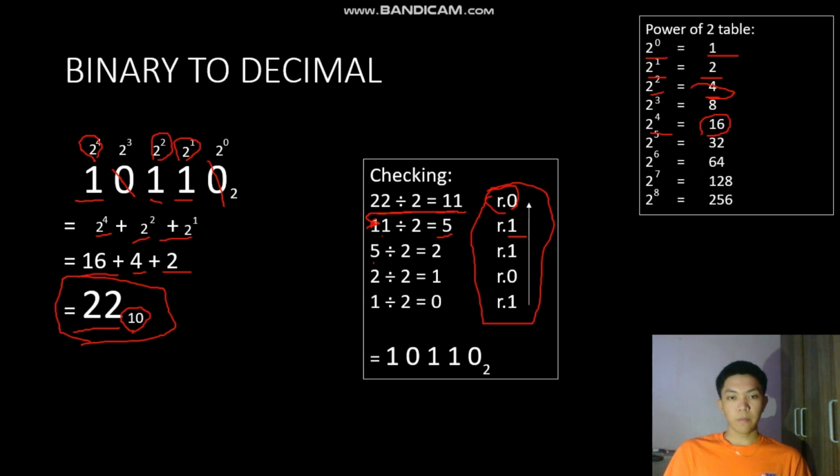So 5 divided by 2 is equal to 2. 2 times 2 equals 4, right? So we have a remainder of 1 for 5. So we have to put that. Then 2 divided by 2 equals 1. We have no remainder, so it will be 0. Then 1 divided by 2 is equal to 0, with a remainder of 1. So if the value of the quotient is 0, that's the time that we will stop dividing the numbers.